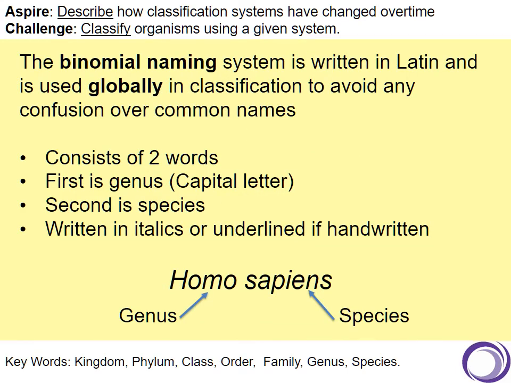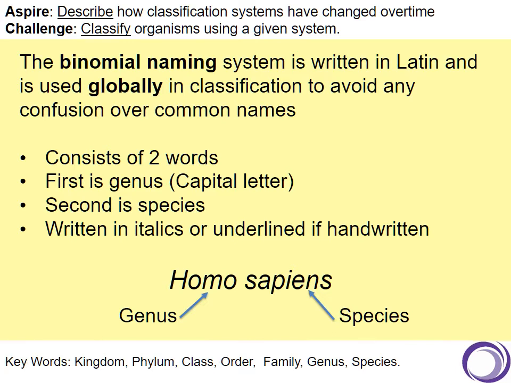Okay, the binomial naming system is written in Latin and is used globally in classification to avoid any confusion over names. So the reason why we need a system that is used globally is so the huge variety of living things which exist on the planet can be identified and named in the same way all over the world. If they had different names in every different language, it would make it impossible for a biologist to know what organism another biologist in another part of the world was talking about. So it's really important that we have this consistent way of naming living things.